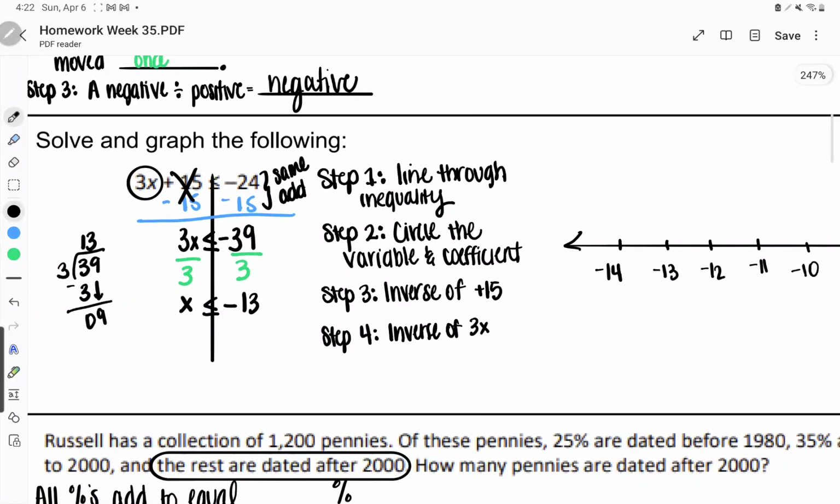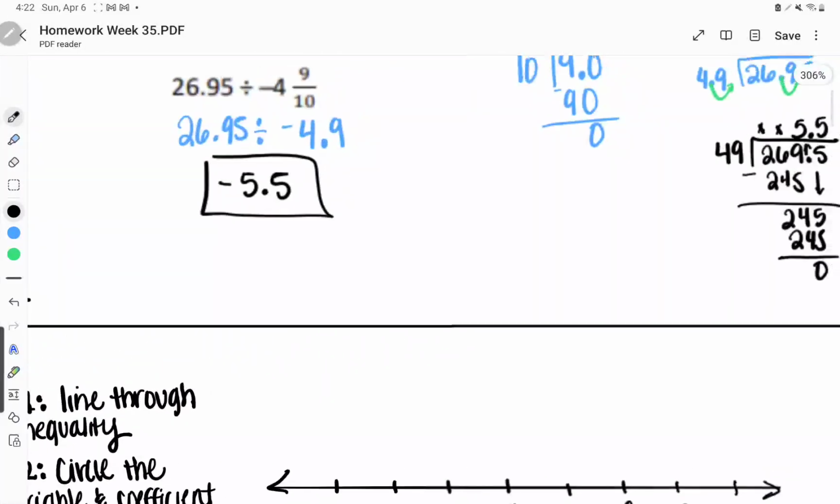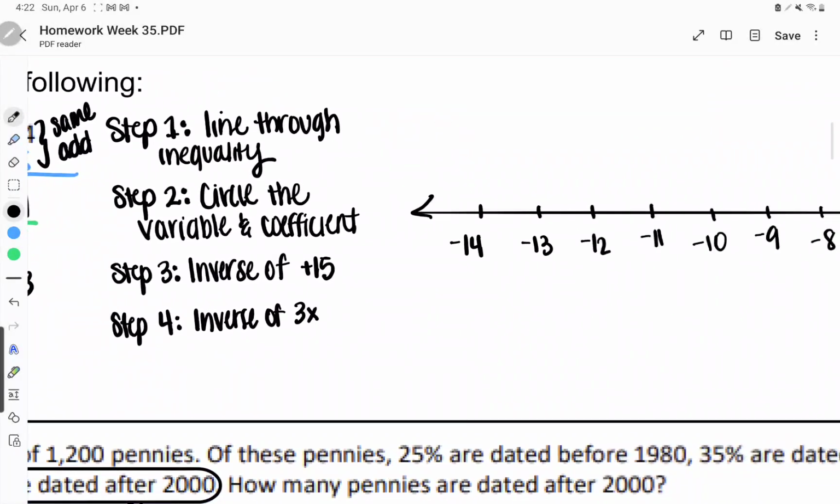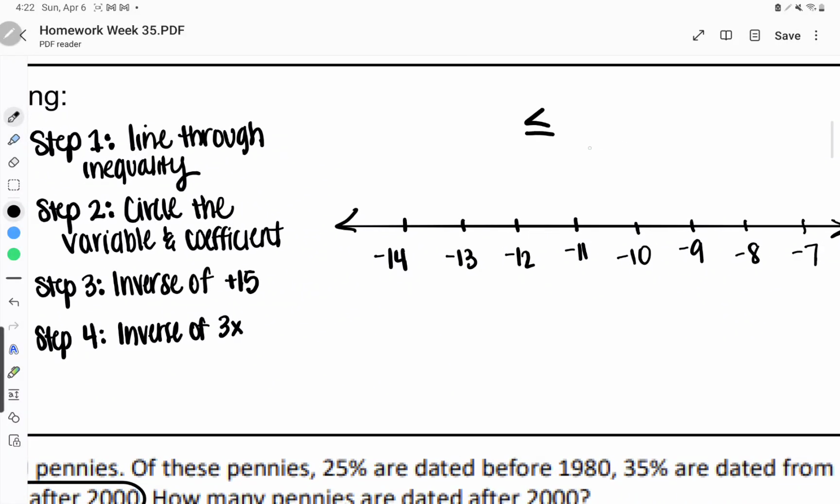So when I come over here, is this right here going to be an open or closed dot? Since it has the line underneath it, I'm going to have a closed dot. If it doesn't have the line underneath it, it's going to be open. So it's going to be closed right here, and then it's going to point to the left. I make an arrow out of it, and it points in the left direction.